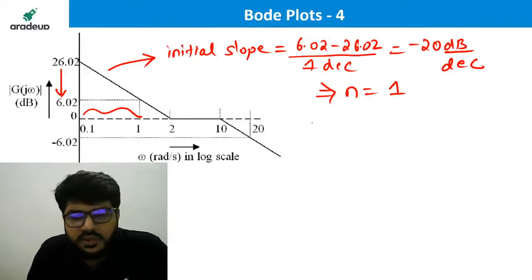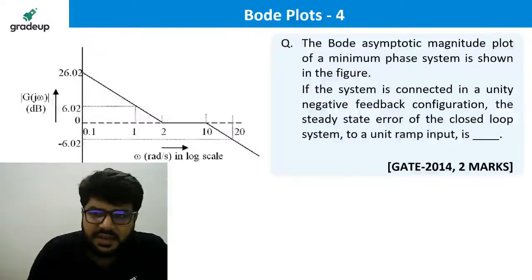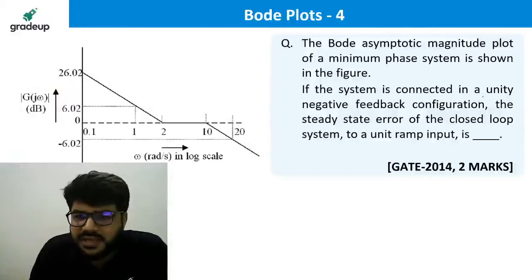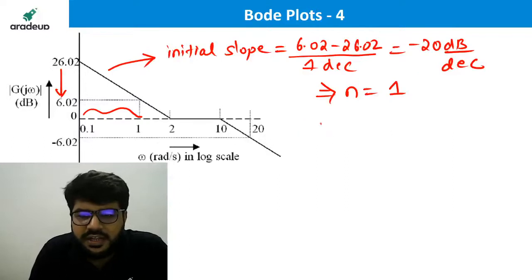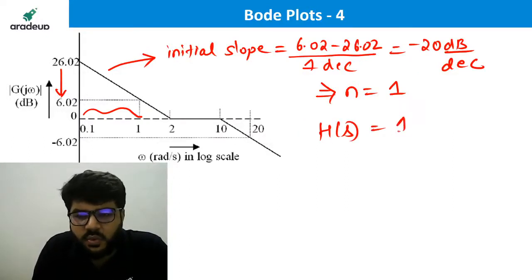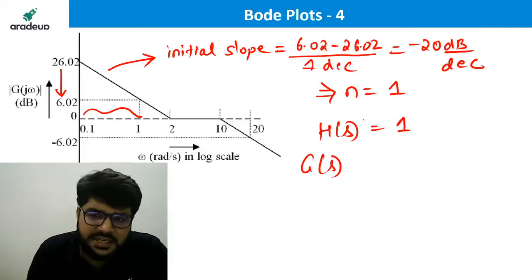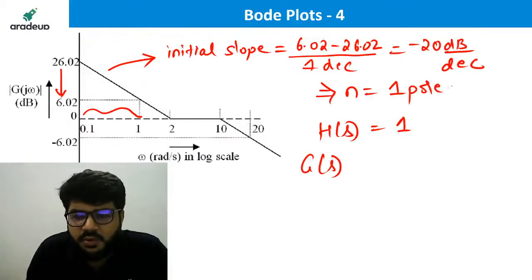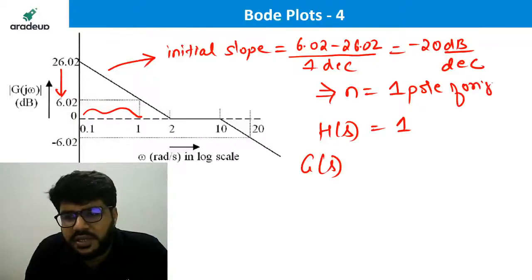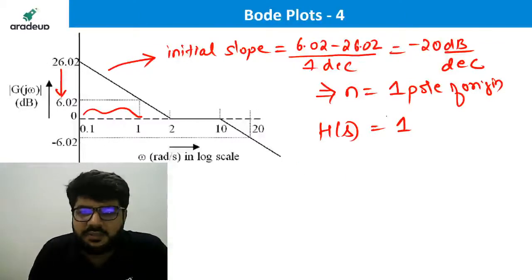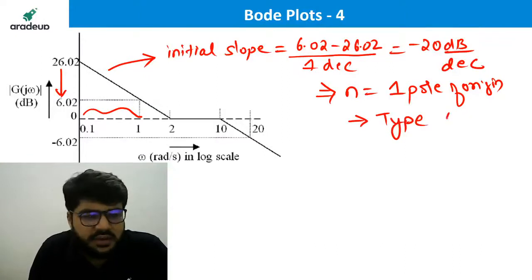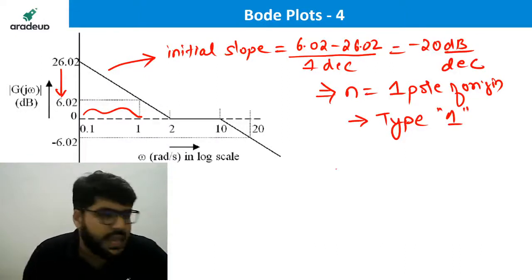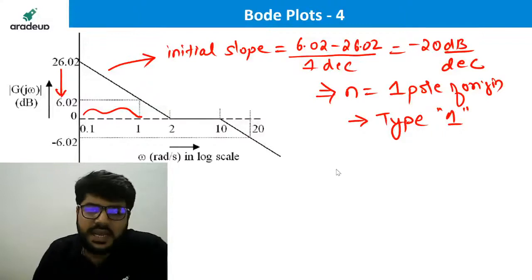Whatever may be GS, see, it is given. This is the Bode plot of G(jω). And then the system is connected in unity negative feedback, so H(s) is equal to 1. That is unity feedback. And for G(s), n equal to 1 means 1 pole at origin. And if it is 1 pole at origin, that means the system is type 1. The system is type 1.